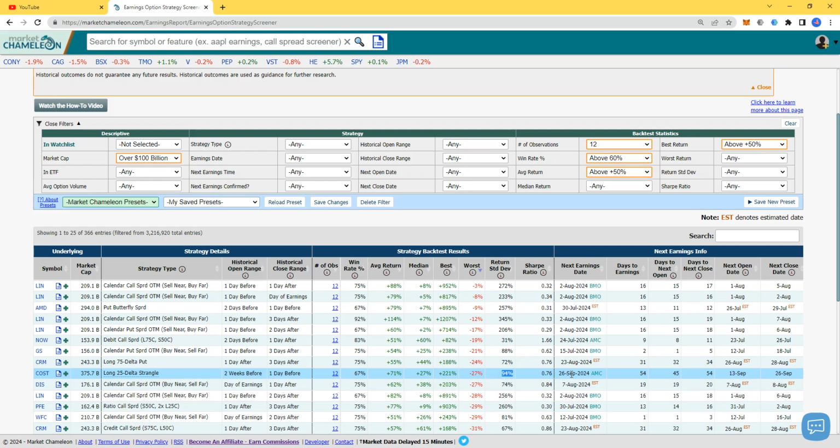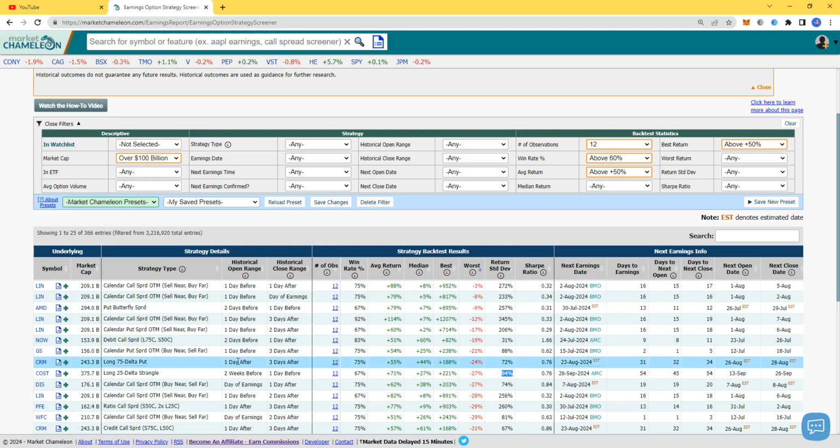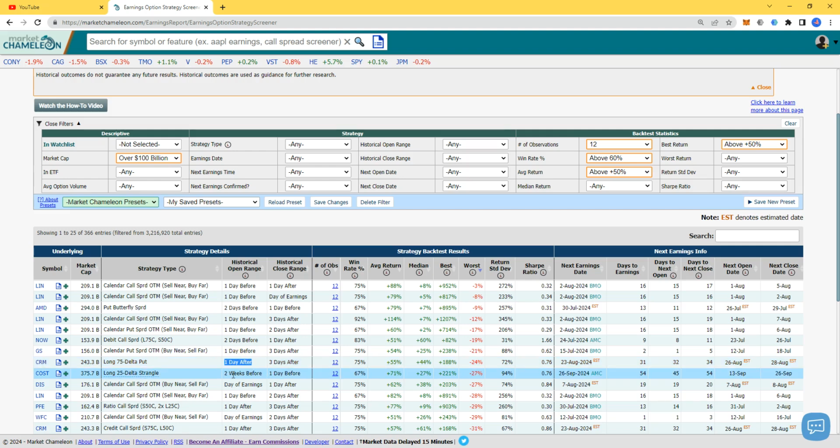So let's see what the trade is. Next earnings is this, 54 days to earnings. Next open date. Okay, next earnings. So when do we take the trade? It tells you exactly when to take the trade. 1 day after, okay. Where's Costco? 2 weeks before and 1 day before.